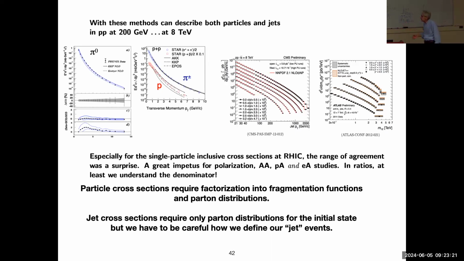For single particle cross-sections at RHIC, for example, the range of agreement was a surprise, and a great impetus for polarized studies. Particle cross-sections require factorization into fragmentation functions and parton distributions: parton distributions for the incoming, fragmentation functions for the outgoing. For jet cross-sections, we can calculate the final state interactions in principle, and we only need parton distributions for the initial states. But we have to be careful in how we define our jet events.